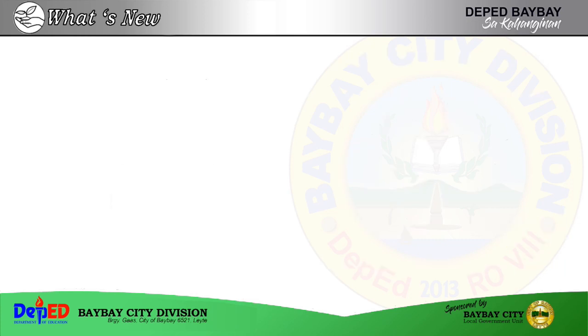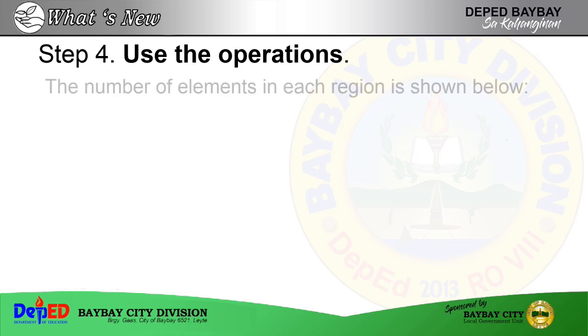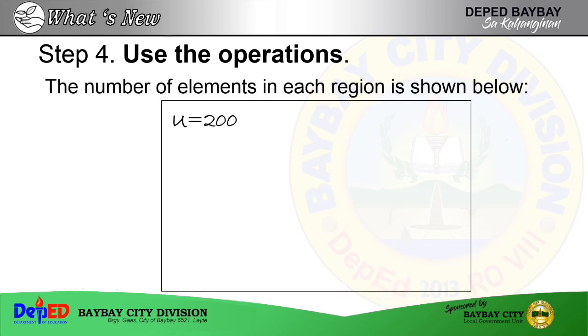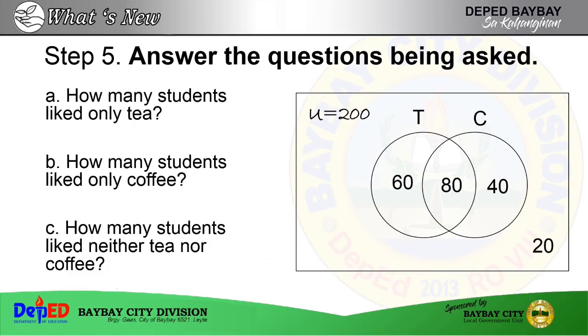Step 4. Use the operations. The number of elements in each region is shown below. Step 5. Answer the questions being asked. How many students like only tea? How many students like only coffee? And how many students like neither tea nor coffee?